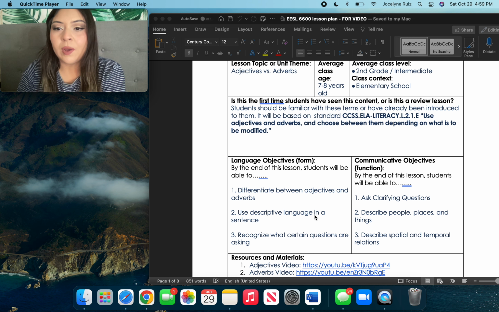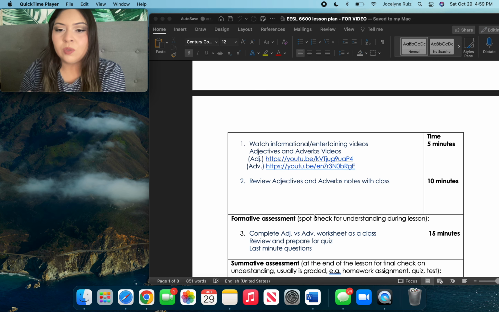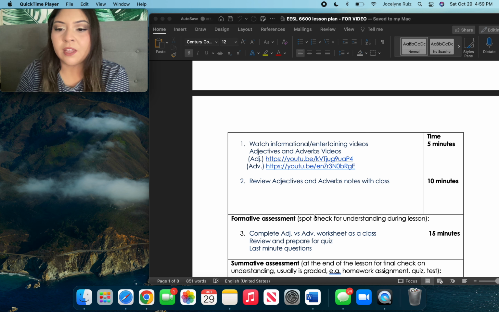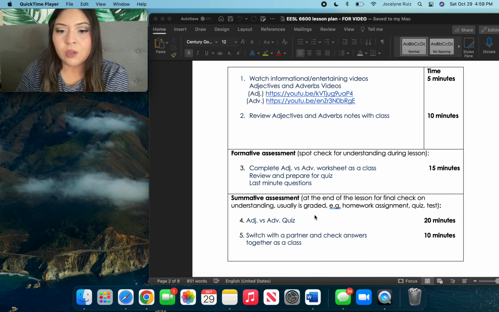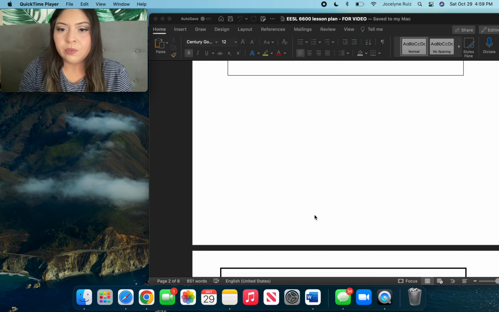So the first thing that we're going to do is review our adjectives and adverbs notes. We're going to do that together as a class. And then also we're going to complete an adverbs and adjectives worksheet, prepare for a quiz, and then if you have any last minute questions, we're going to go ahead and do that as well. So let's go ahead and move on to our notes.